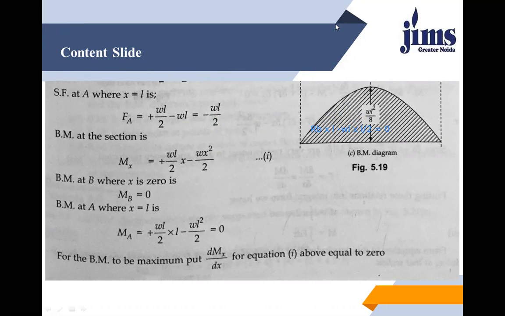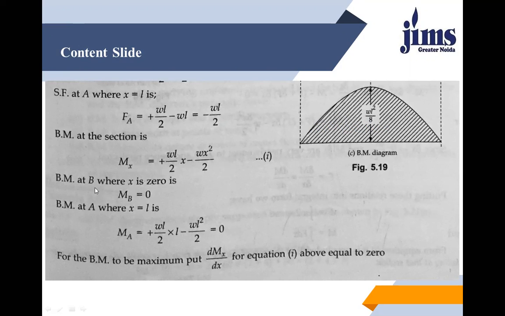Now if I talk about bending moment at a section, the bending moment at any section is equal to reaction at B multiplied by x, minus Wx square by 2, because Wx is the total load. That is the moment equation at distance x from the B support.